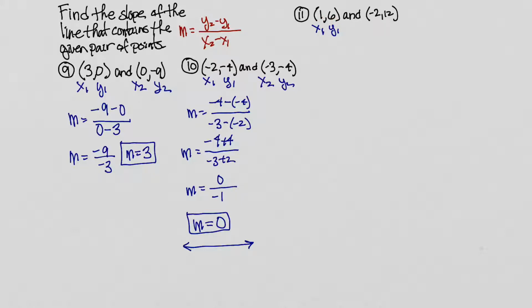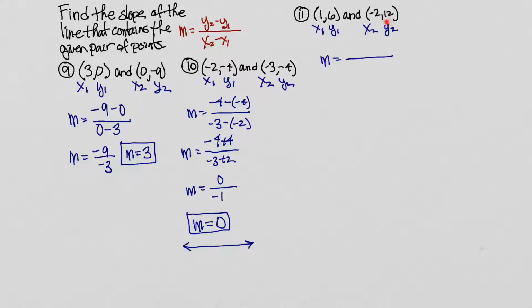x1, y1. And then over here, I've already seen the first x. Now that's the second x I see. So this is going to be x2, and that 12 is the second y. So let's substitute in. m is equal to, now the formula says this, the second y minus the first y.